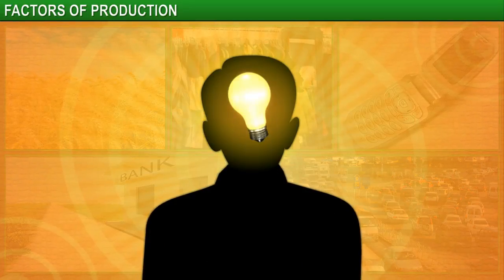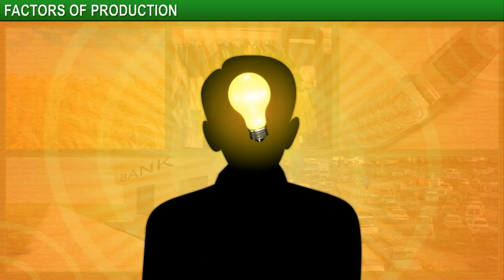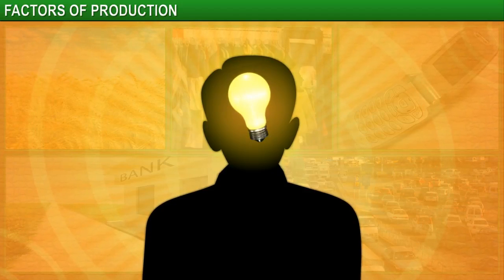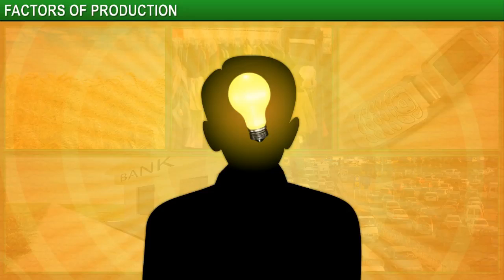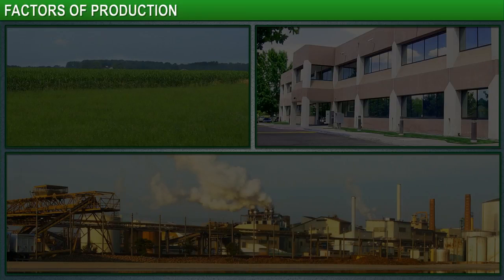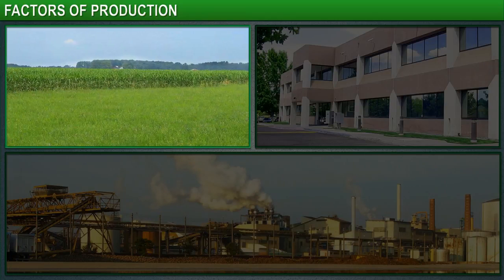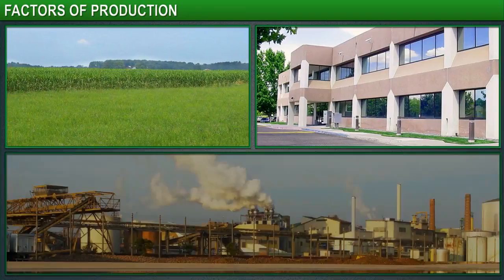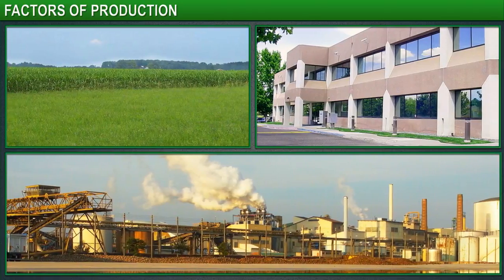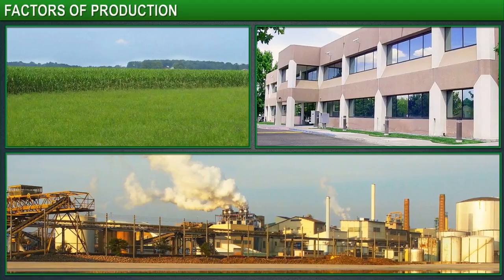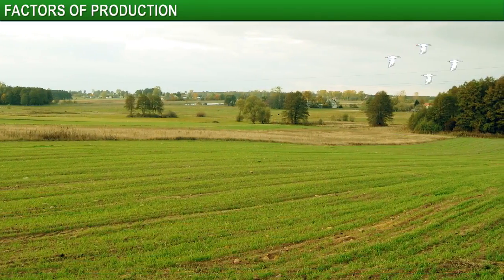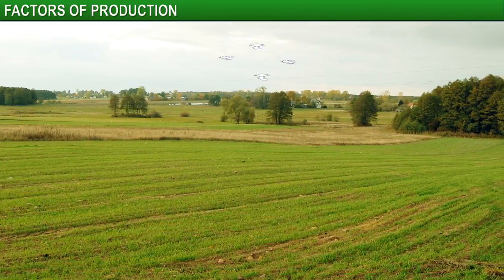Suppose you have a great idea about making a product or service required by people. Before you can put your idea into action, you will need to consider the factors required for its production. Whether you want to produce a crop, set up an office, or build a factory, you will need some place to do so. Thus, the first requirement for production is land.